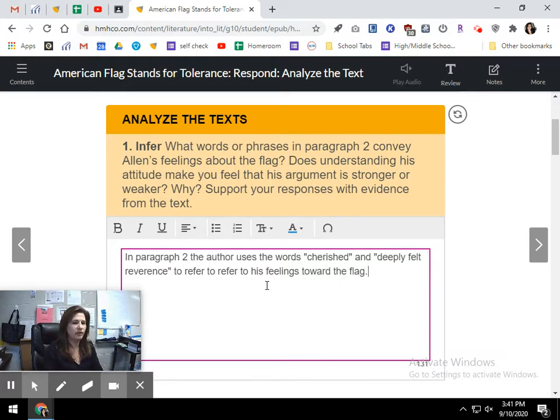Okay, so how do we put that into an answer? So I don't have to say yes. A lot of times students will say yes or no answering the question, but it's sort of obvious that you're answering the question. So in paragraph 2, the author uses the words cherished and deeply felt reverence to refer to, I bet you caught that and I didn't, to refer to his feelings toward the flag.